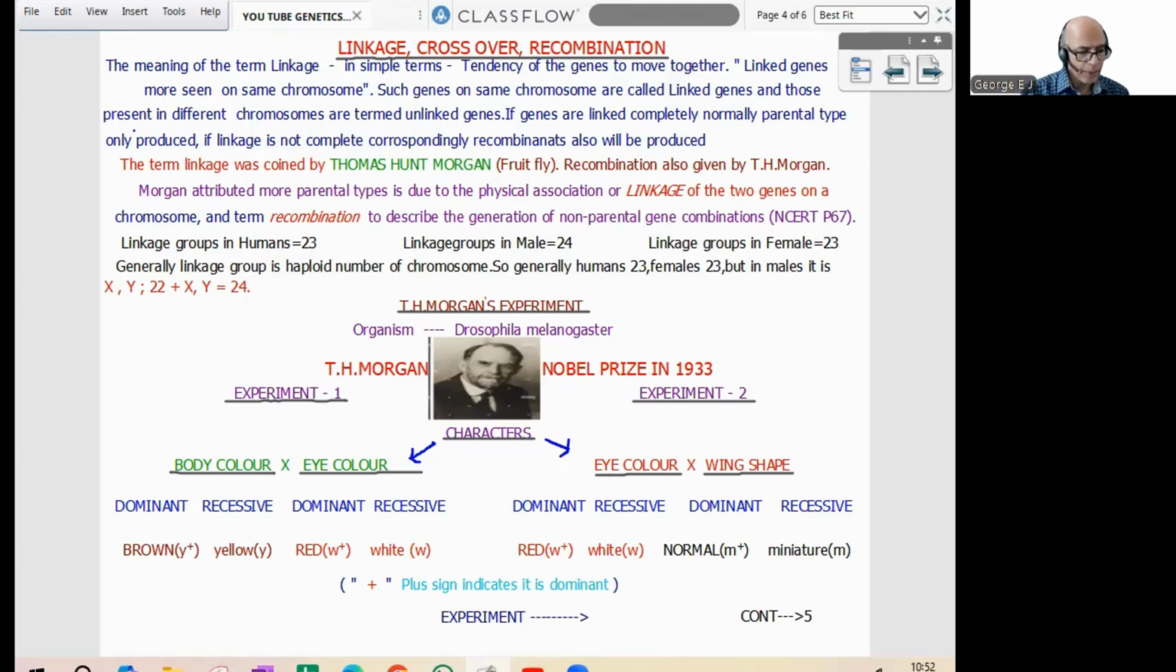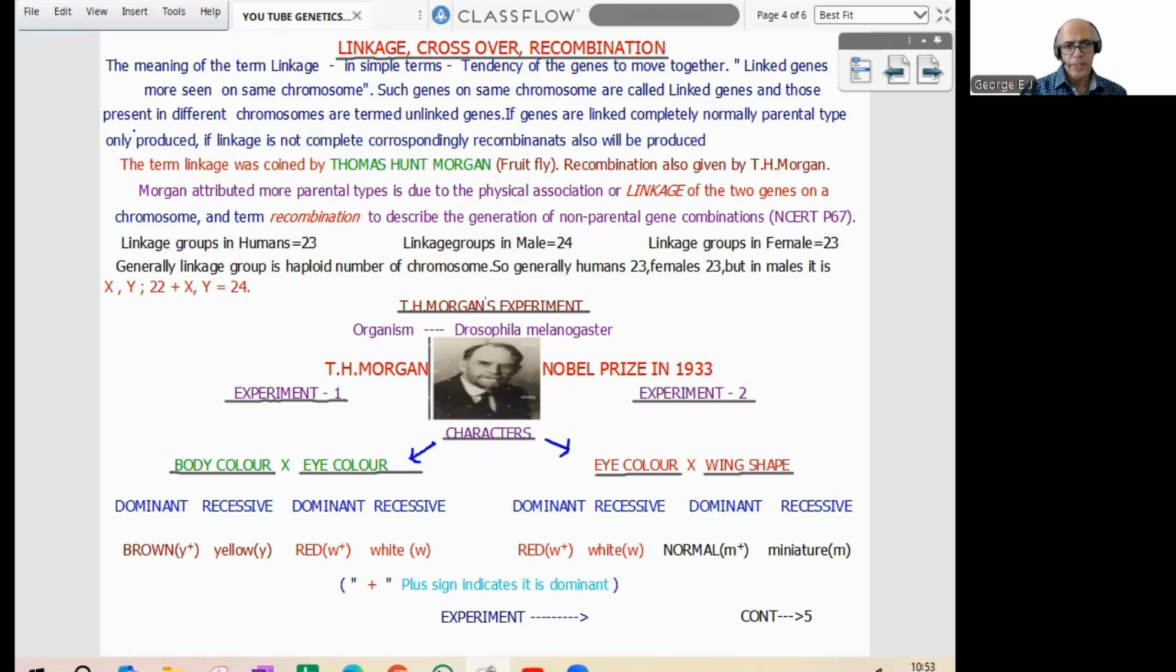Term linkage was coined by T.H. Morgan, Thomas Hunt Morgan, and his main organism was fruit fly. Term recombination, or that event also given by T.H. Morgan. Morgan attributed more parental type. What is the reason? It is due to the physical association or linkage of the two genes on a chromosome. And term recombination to describe the generation of non-parental gene combination. This statement given in NCERT page number 67, March 24 edition.